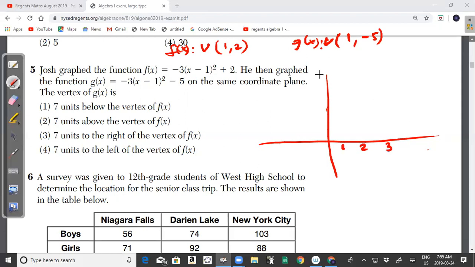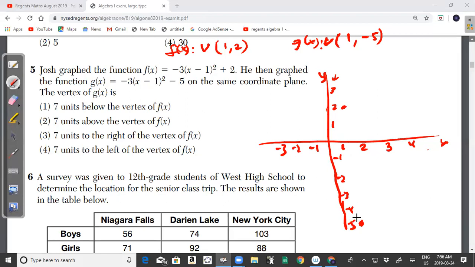1, 2, 3, 4, this is the x-axis, this is my y-axis, 1, 2, 3, 4, negative 1, negative 2, negative 3, negative 4, negative 5, negative 1, negative 2, negative 3. Okay, so the vertex of f of x is going to be at 1 and 2. So x is 1, y is 2, right there. And the vertex of g of x, when x is 1, y is negative 5, all right, down here.